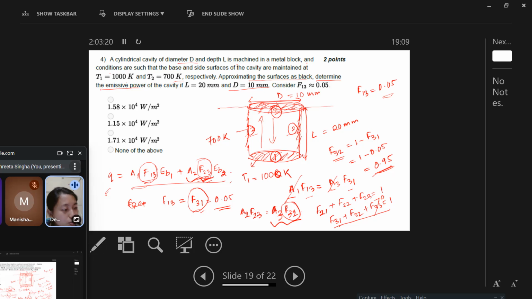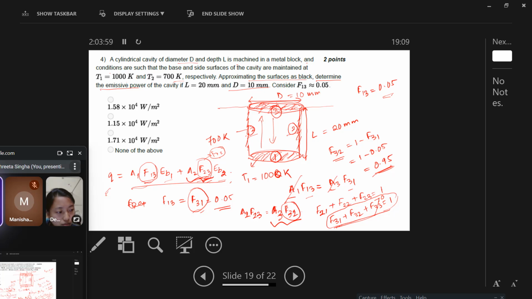Since reciprocity is also an advantage, instead of F23, you can find out F32 also. So F32 and F31, you can directly write this equation: F31 plus F32 plus F33 is equal to 1. You just have to practice it a little bit and then you can get the view factors.